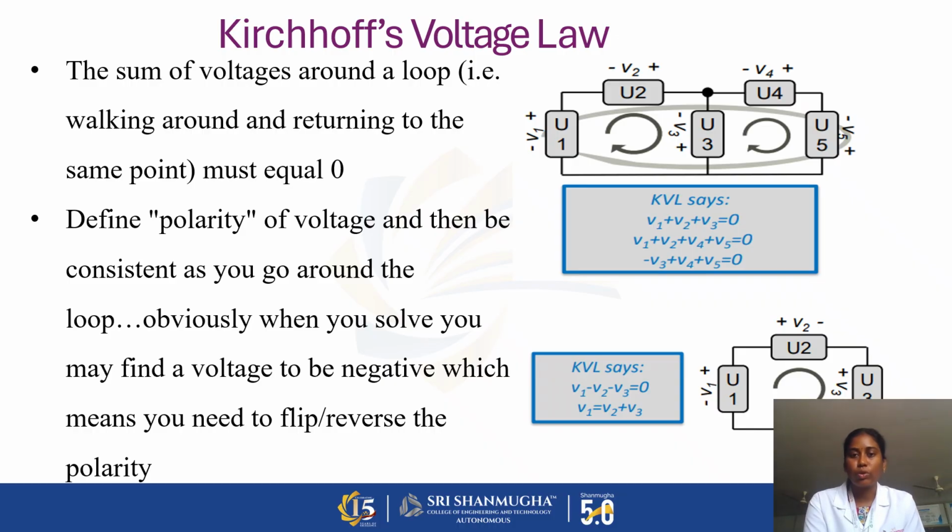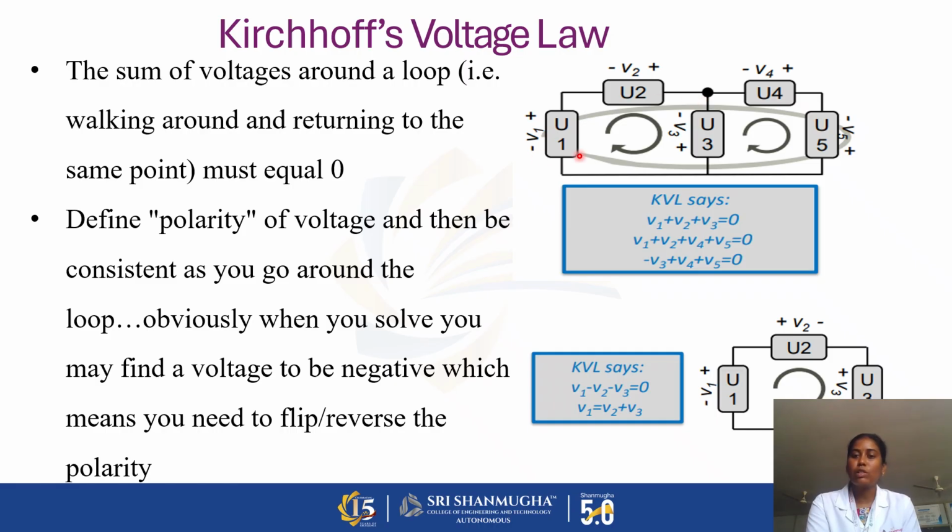Next one is Kirchhoff's voltage law, that is KVL. So KVL means the sum of voltages around a loop, where a loop means walking around and returning to the same point, must be equal to 0. So look at this diagram. In this diagram we have two closed loops, this one and this one.